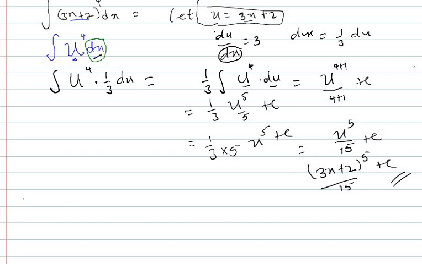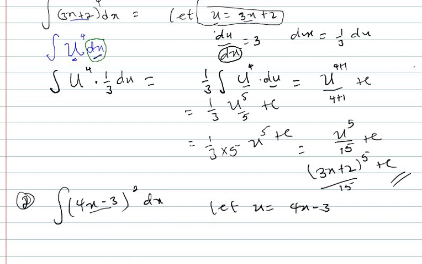So another question is given. That's question number 2. Question number 2 is to integrate (4x minus 3) raised to the power of 2 dx. Same procedure, we can integrate this. Since it's a linear function, we can let u be equal to 4x minus 3. So since our u is 4x minus 3, we can come back here and substitute.